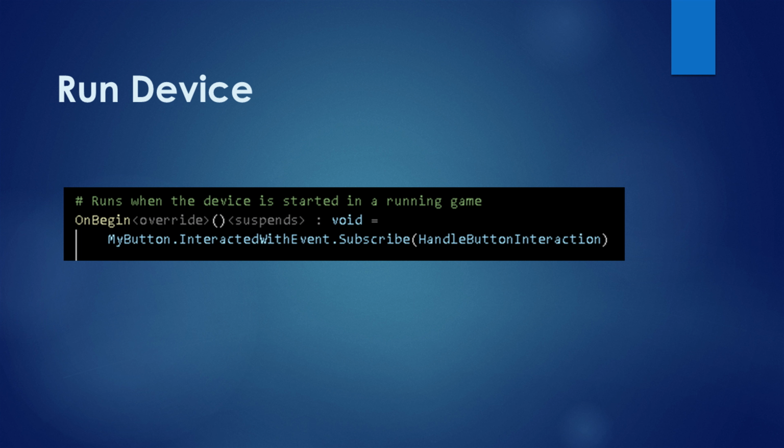Now that everything's set up, we can actually call the function here. On begin, meaning when this code begins executing, to now do this handle button interaction. You can see that this is of type void, meaning that no value is returned, it simply executes the function.